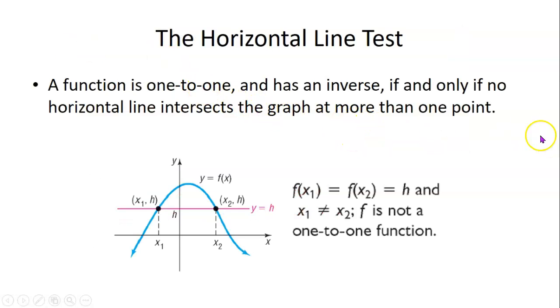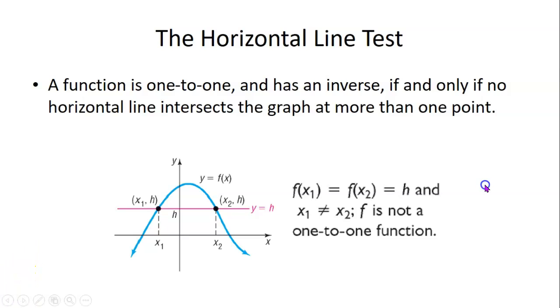And I already mentioned that the horizontal line test is how you can tell by looking at a graph whether it's the graph of a one-to-one function or not. A function is one-to-one and therefore has an inverse if and only if no horizontal line intersects the graph at more than one point. So if there's any way of drawing a horizontal line that touches the graph at more than one point, that would mean that there's more than one x that goes with the same y, or the same f of x. That means it's not one-to-one, and it does not have an inverse.